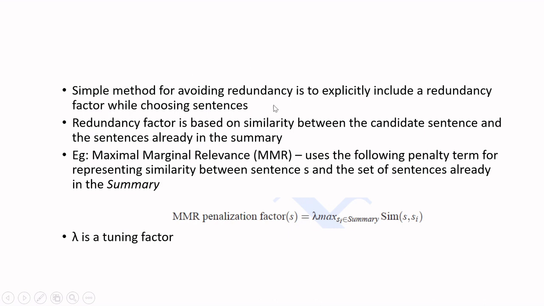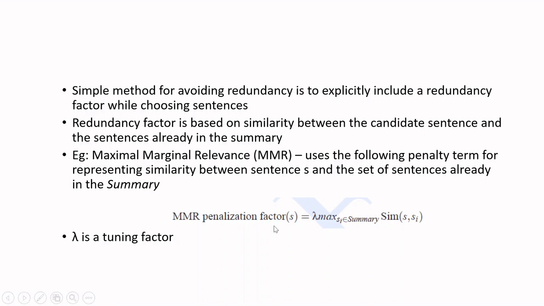Now, one method for avoiding redundancy is to explicitly include a redundancy factor when choosing sentences. Okay, redundancy factor can be used. So, redundancy factor is based on similarity between candidates and sentences already in the summary. So, one example is maximal marginal relevance. So, what is done is it uses the penalty term. It provides a penalty, okay, which represents similarity between sentence S and the sentences already in the summary. Okay, so if it is very similar, then it means the penalty factor is very high. So that also has to be taken into consideration.